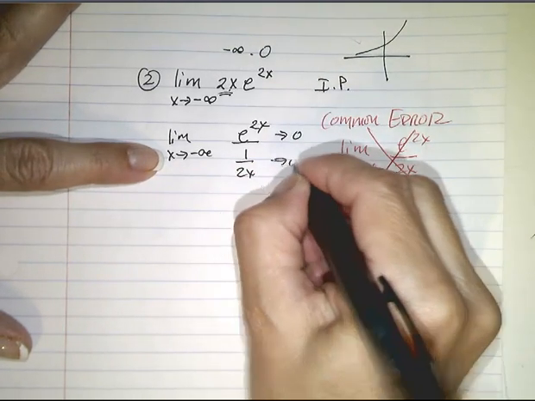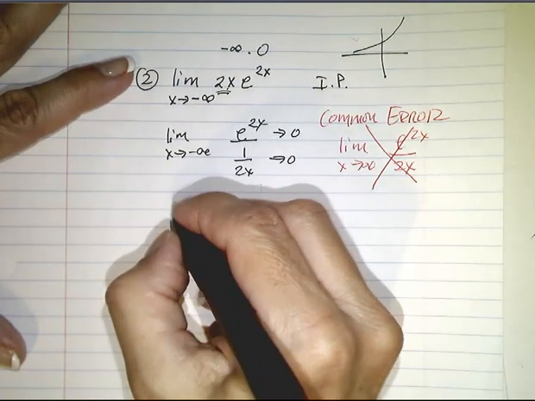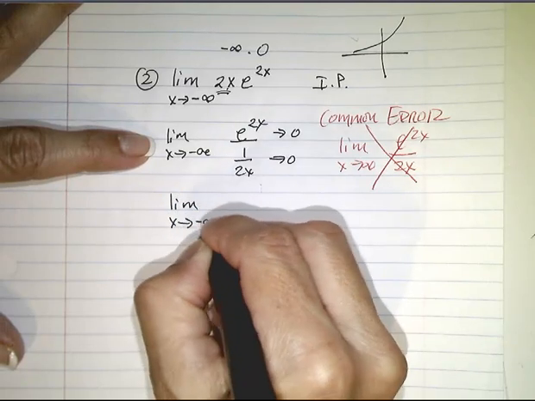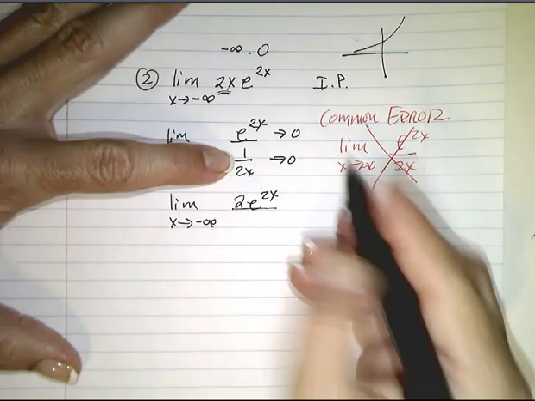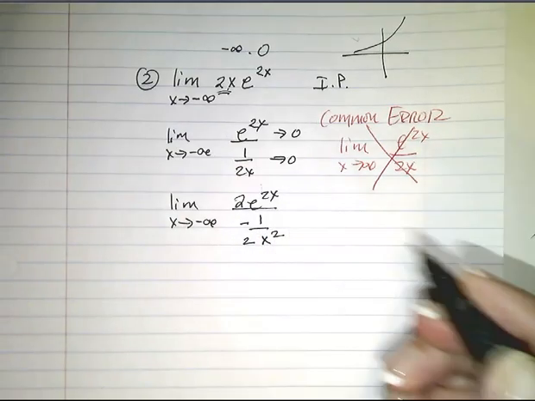Okay, now if we go this route, well, first of all, we see this is 0, and this is also 0, so now we know we have an indeterminate quotient, and so we are ready to apply L'Hopital's rule. And so we get the limit as x goes to negative infinity of 2e to the 2x, and then this one becomes negative 1 over 2x squared.